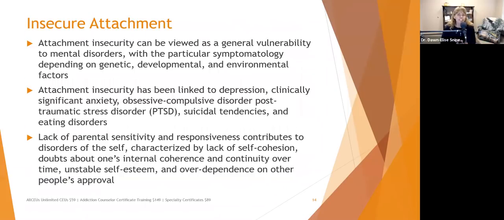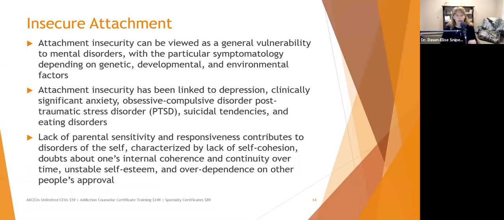When somebody's insecurely attached, it causes problems. Attachment insecurity can be viewed as a general vulnerability to mental disorders with a particular symptomatology depending on genetic, developmental, and environmental factors. Attachment insecurity has been linked to depression, clinically significant anxiety, obsessive-compulsive disorder, post-traumatic stress, suicidal tendencies, and eating disorders. Let's look at those for a second.